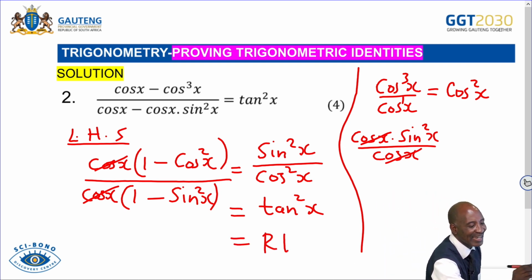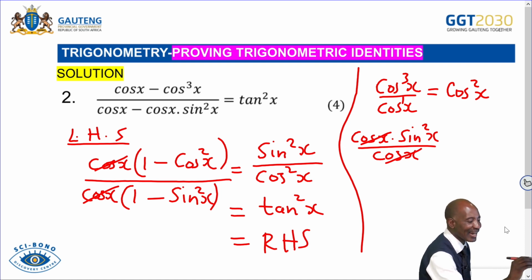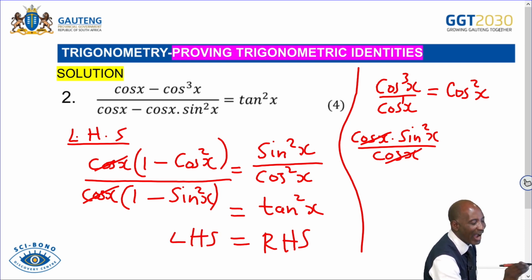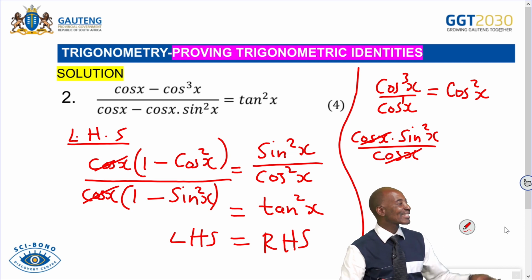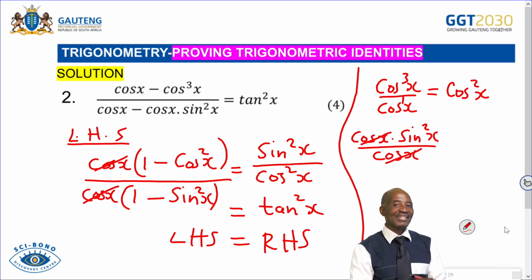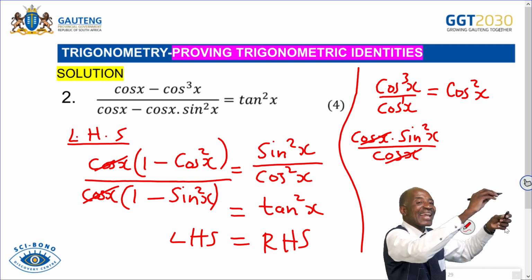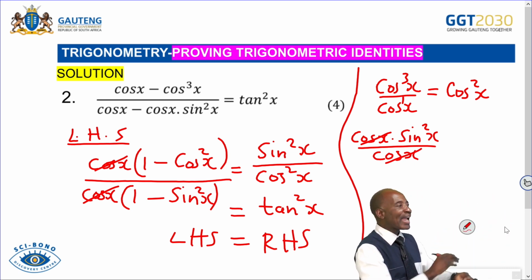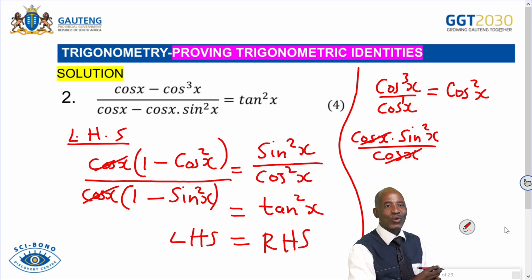Your left-hand side is equal to your right-hand side. Why? Because your left-hand side has simplified to tan squared x, which is what is on the right-hand side. This is what proving an identity is all about. There are many identities in trigonometry.